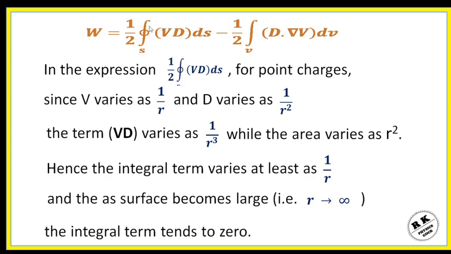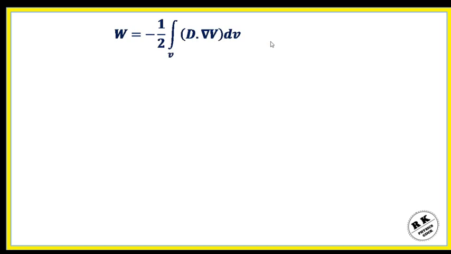In that case, this first term becomes 0. When r becomes infinite, this first term becomes 0. But when r is sufficiently large, the first term is negligible. It is almost equal to 0. Negligible, not exactly 0, but almost equal to 0. So we neglect this first term and remain with only the second term. Let us see the second term.